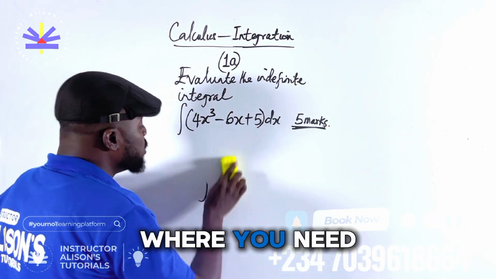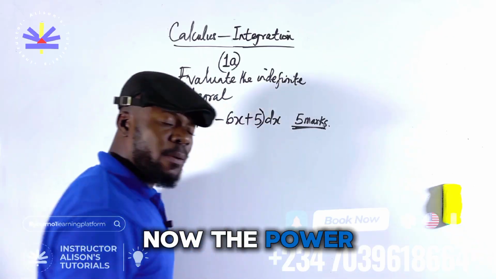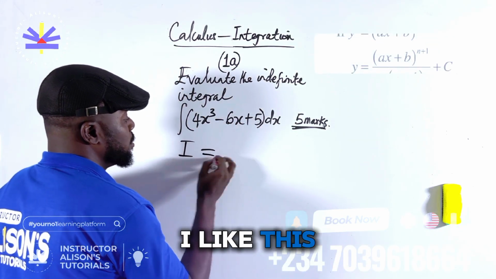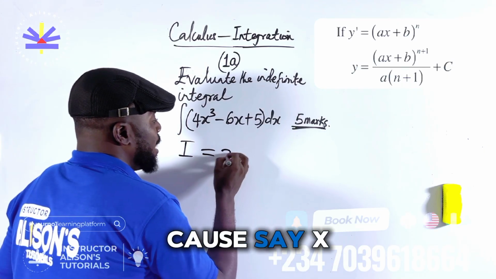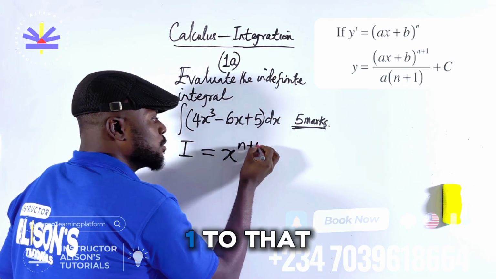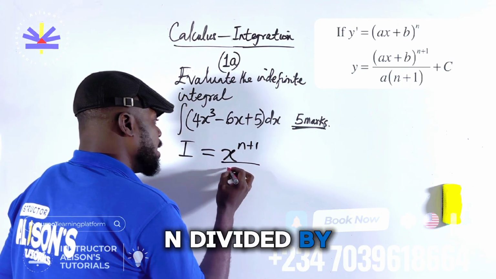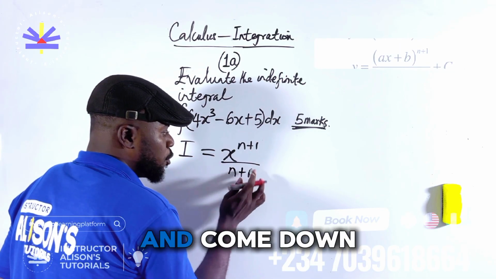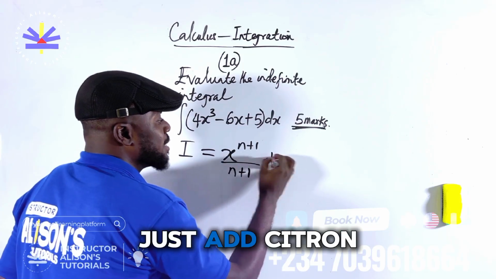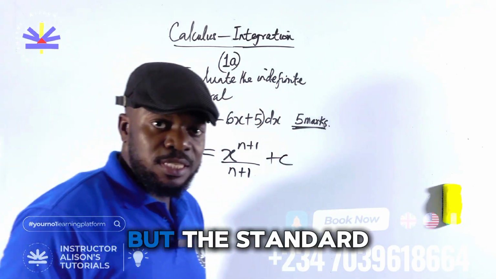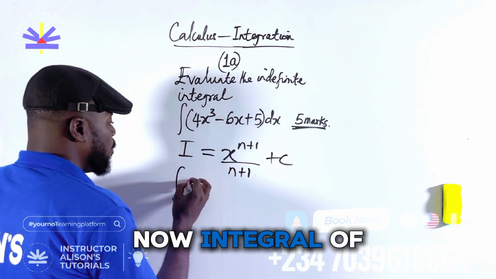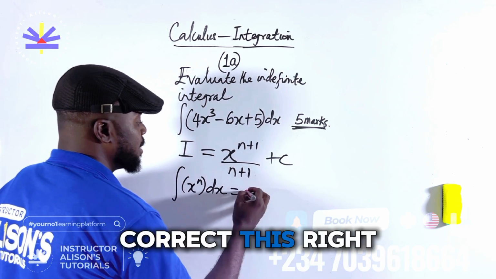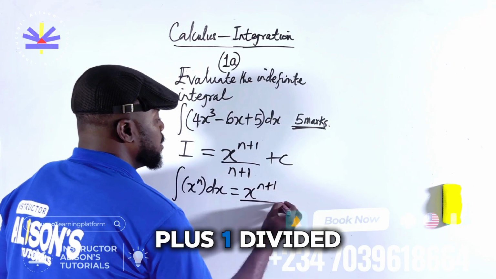The formula where you need to carry solve this thing, they're very simple. Now the power rule of integration. The power rule now be say, some people they like to put it like this, integral equal to x to the power of n, you add 1 to that n divided by just the new value. When you don't photocopy and come down, just add c to it. But the standard way is to write it: integral of x to the power of n with respect to x equal to x to the power of n plus 1 divided by n plus 1 plus c.